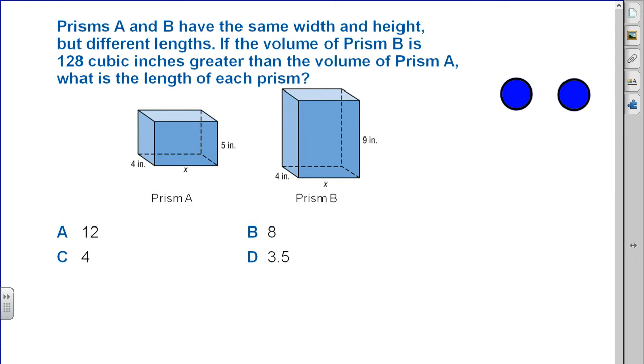Okay. Now the last problem here. We have prisms A and B, and they have the same width and the same height, but they have different lengths. The volume of prism B is 128 cubic inches greater than the volume of prism A. So the question is, what's the length of each prism? So there we go.